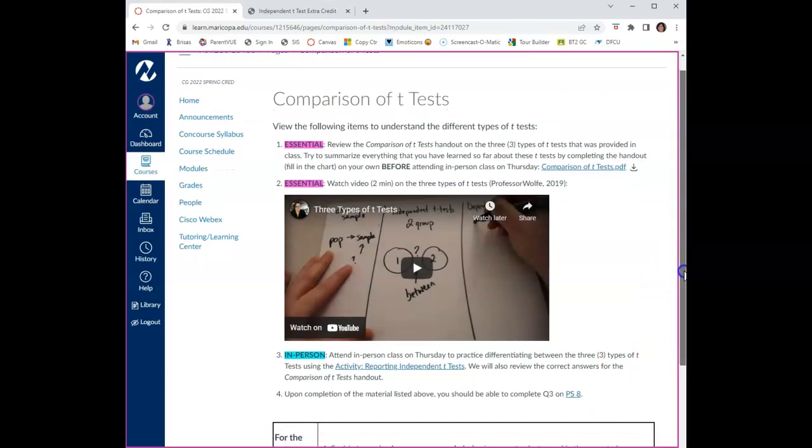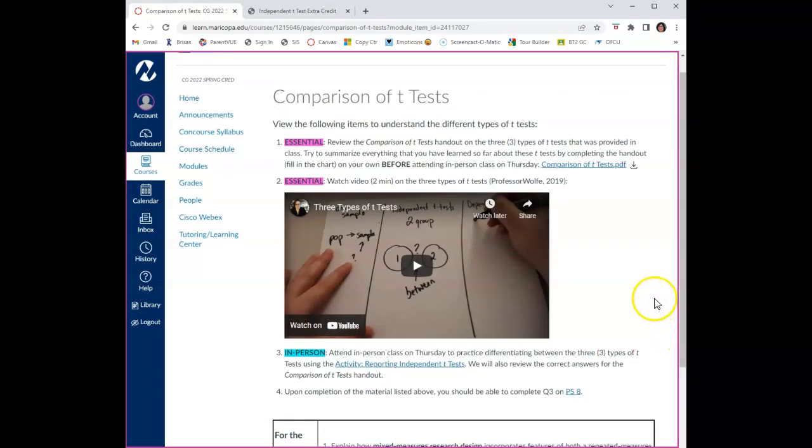The second section this week is on the comparison of t-tests. The previous chapter introduced two t-tests, and this chapter introduced a third t-test. Students often get the three tests confused. For this section, I created a handout especially for you called Comparison of T-Tests that, when you complete it on your own, will give you a handy-dandy study guide.